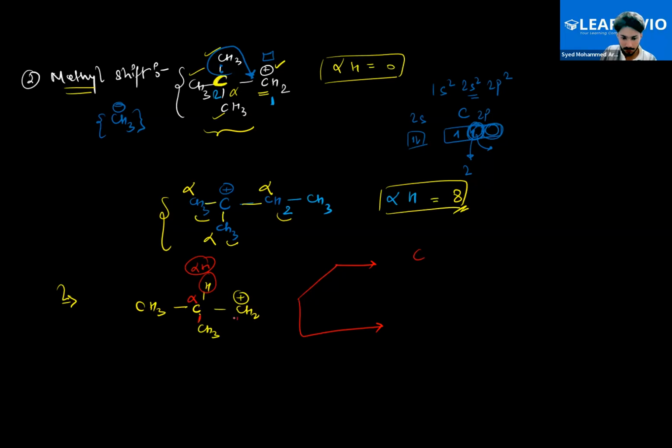So this is the first position. This is the second position. From the second position, I'll do the hydride shift. So what will happen? The positive sign will come up to the second position, and this will be CH3 and this will be CH3. Fine.